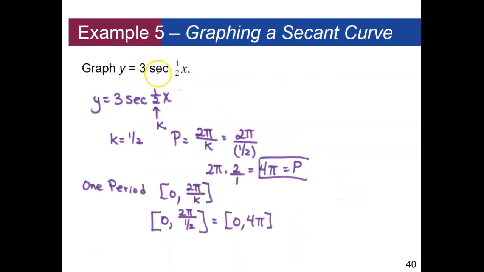Okay, we've got y equals 3 secant of 1/2 x. So here our k is going to be 1/2, and we'll need to figure out the period. So the period is 2 pi over k, so 2 pi divided by 1/2 gives me a period of 4 pi. So because this k is less than 1, it's actually going to stretch the graph out and be a horizontal stretch instead of a horizontal shrink. So one complete period would be 0 to, instead of 2 pi, it would be 0 to 2 pi over k, so 0 to 4 pi.